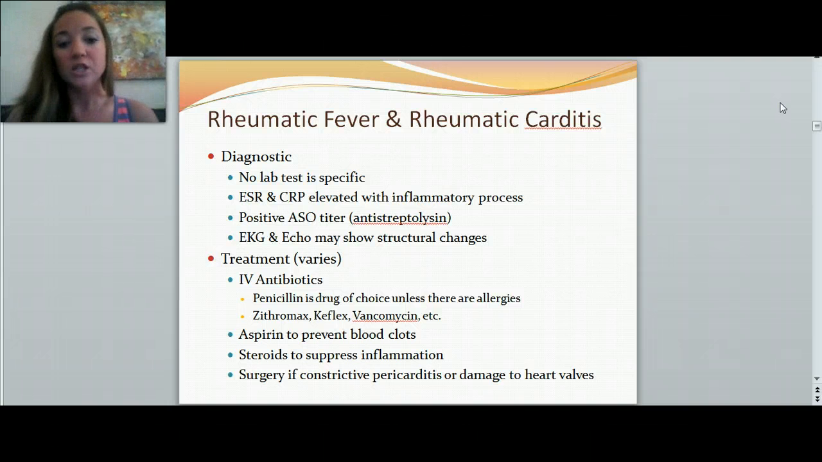It's very scary. So we want to put them on some aspirin just to help thin the blood enough to prevent the clots from forming. We also want to give some steroids to start helping to suppress the inflammation that is within the heart. And surgery might be necessary if they have constrictive pericarditis or damage to the heart valves that the heart can't work through on its own.